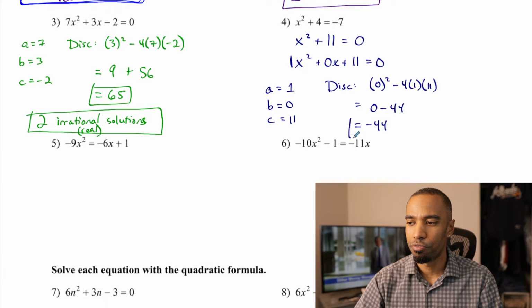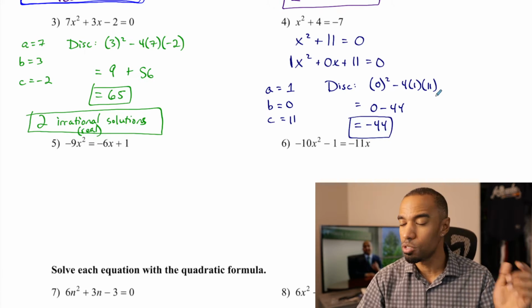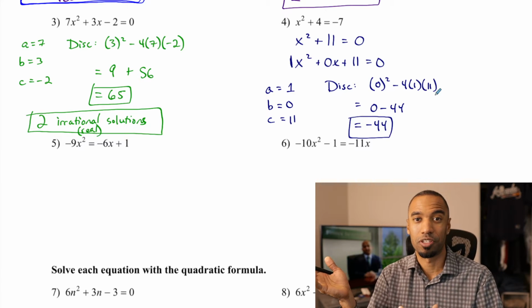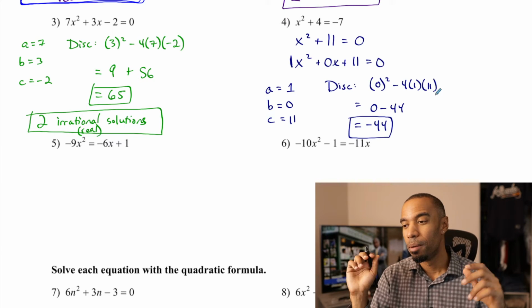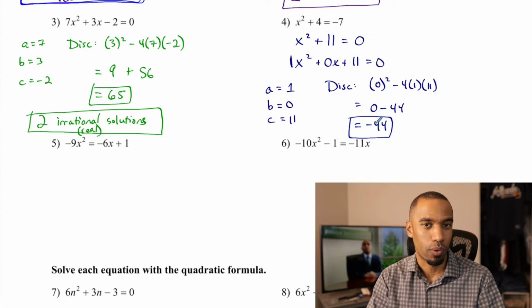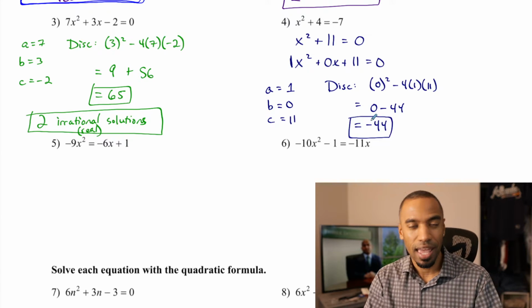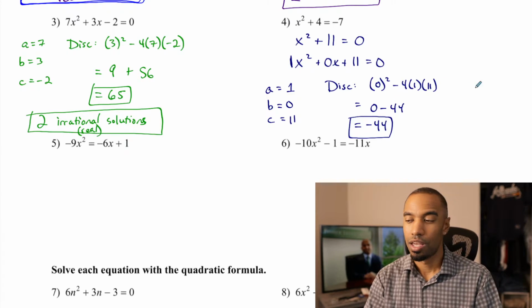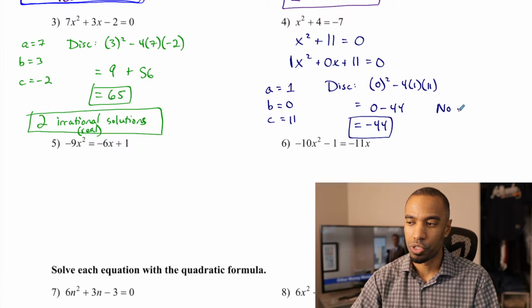So negative 44, a little different there. We have a negative. Doesn't matter if this is a perfect square. It's not a perfect square anymore. Once it's negative, it's not. But it doesn't matter if this looks like negative 25 or something. Once it's negative, and you did the math right, you have no real solutions.